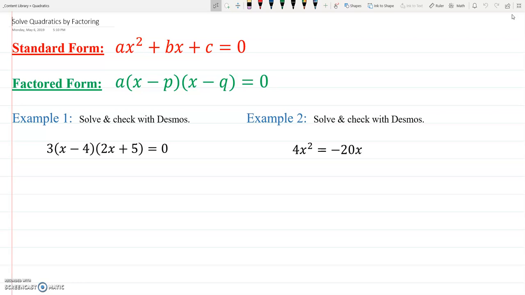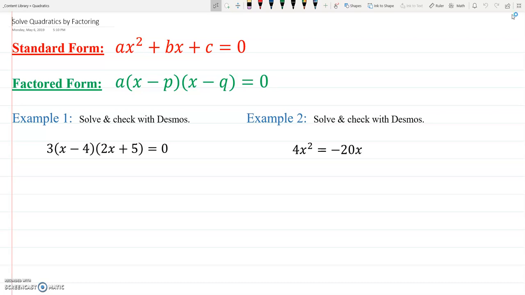Okay, below it you see factored form, where A, P, and Q are normally numbers. And you have factored before. So you have taken quadratics and made them look like this form before. That is not new. We did a whole unit on factoring. Okay, so most quadratics break down to be two binomials like this.